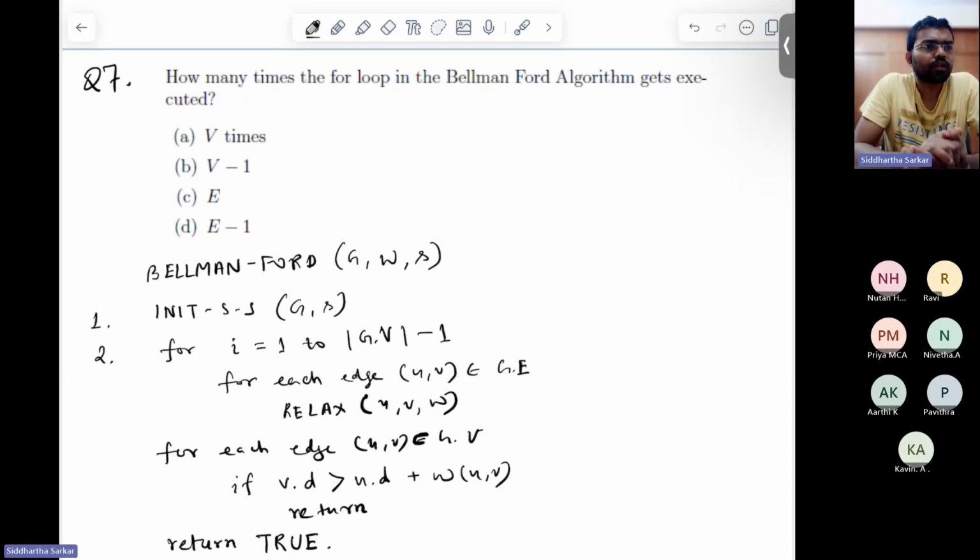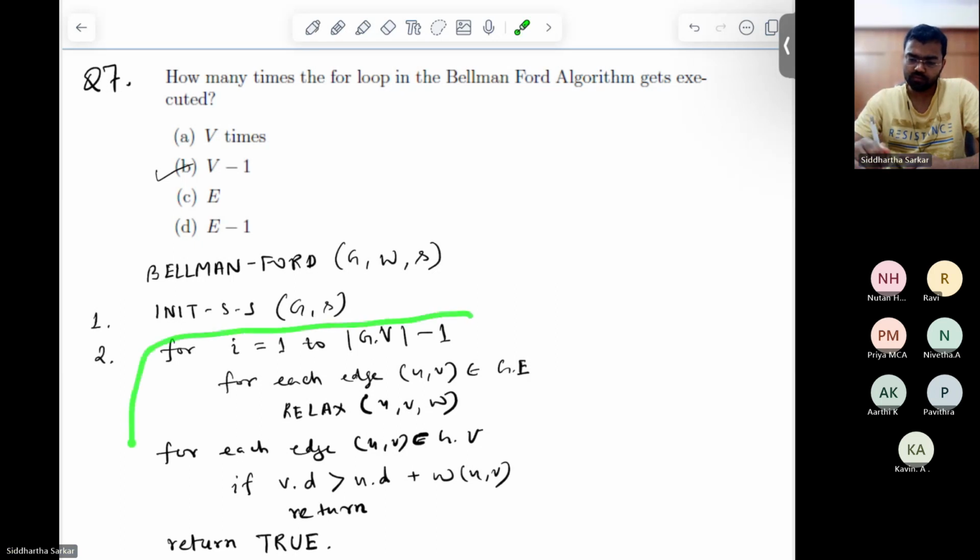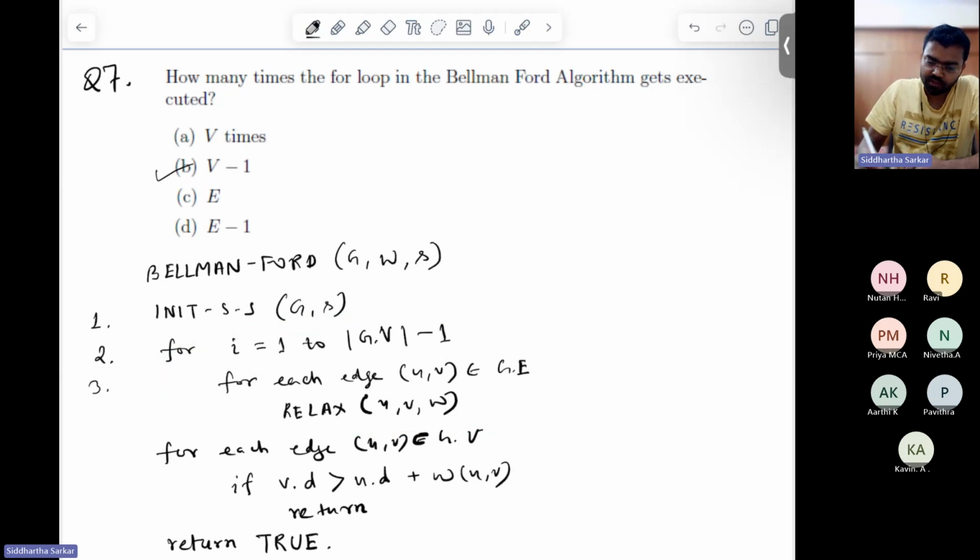Okay, I can see there is one answer by Ravi, option B, that is correct. As you can see, you run this for loop V minus 1 times. And the number is 6.